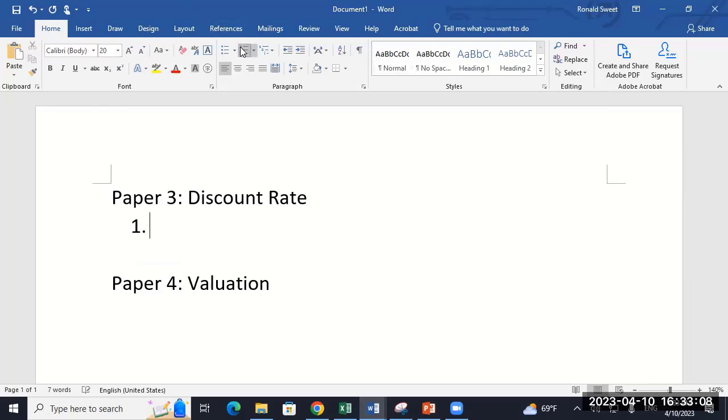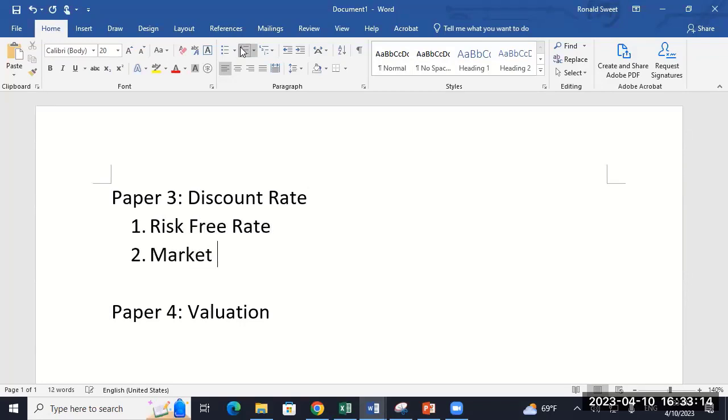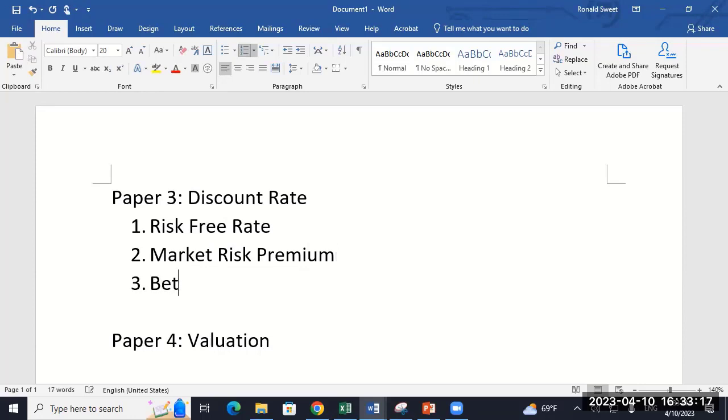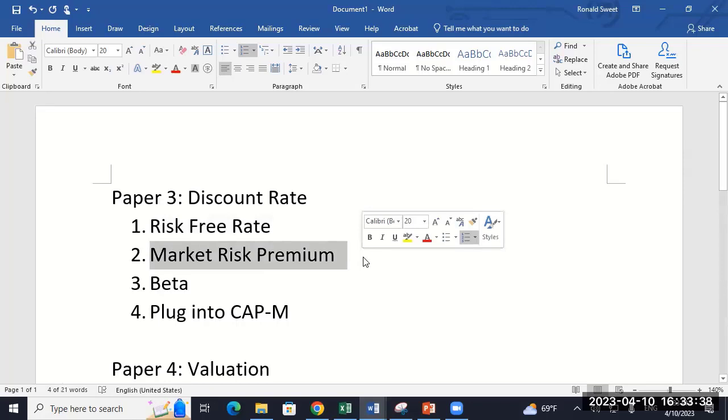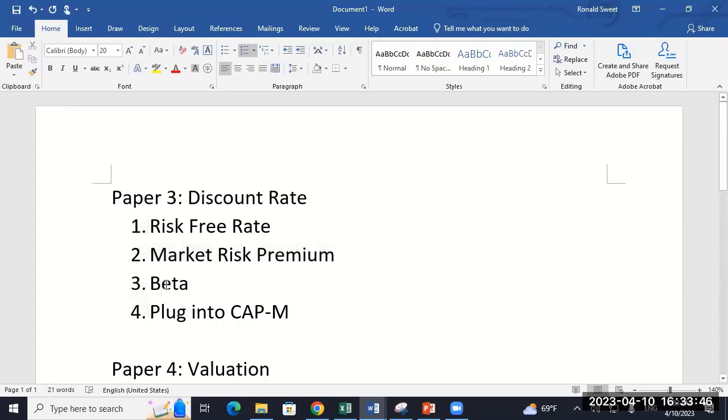So paper 3, you need 3 things. You need a risk-free rate, market risk premium, and a beta. And then you're going to plug into CAPM. So that's paper 3. Now, when I started my career, piece of cake: risk-free rate, 10-year treasury; market risk premium, Ibbotson, you got his book, pulled out the market risk premium; beta, you just look that up. 3 numbers, you look all of them up, piece of cake.